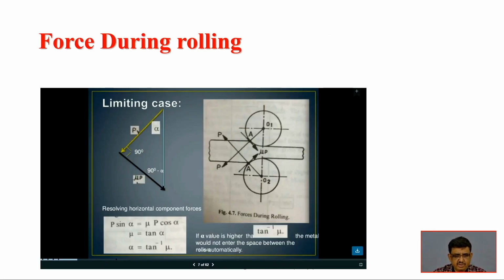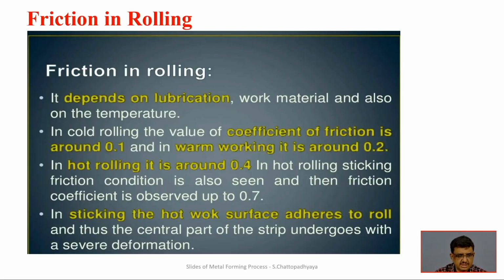And friction rolling is possible. This limiting case is a straightforward equation, where P sine alpha, on the basis of this angle of contact, is equal to mu P cos alpha. Mu is the friction coefficient. From there we get mu equal to tan alpha, and alpha is equal to tan inverse of mu. So various values of alpha and other things are associated with what kind of deformation we want to proceed with.